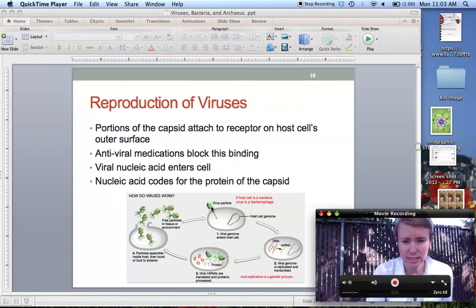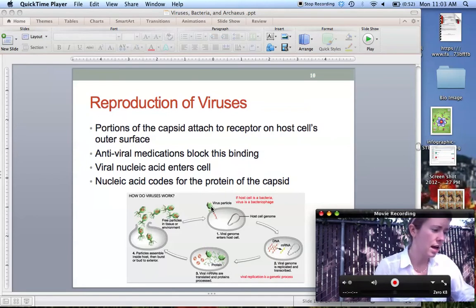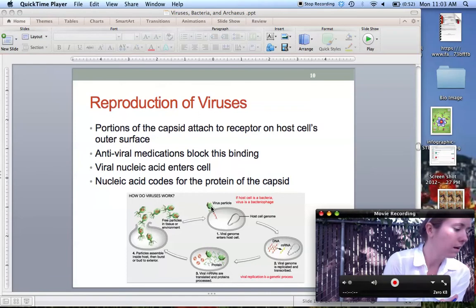It actually comes and attaches to the host cell, and what it does is it injects its genetic information, whether that be DNA or RNA, into the host cell. And it's very specific binding. So the virus is going to come along and look for specific receptors on the cell's membrane to attach to. It can't infect a host cell that it's unable to recognize, and so a lot of antiviral medicines work by blocking this binding. So if you can stop the virus from actually binding to the host cell, then it's not going to be able to do anything.